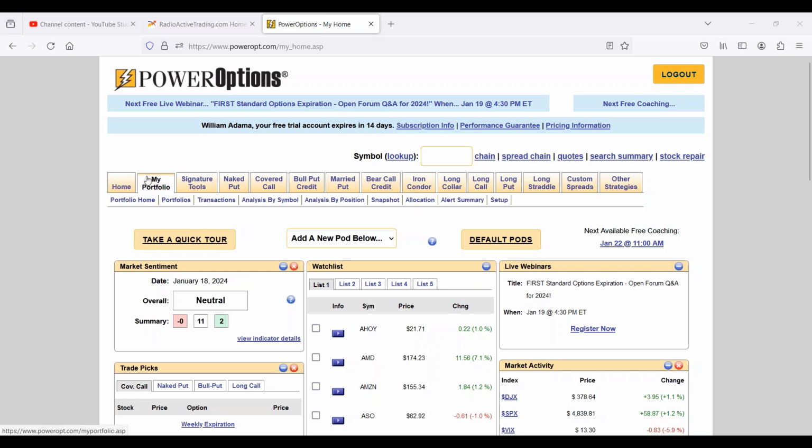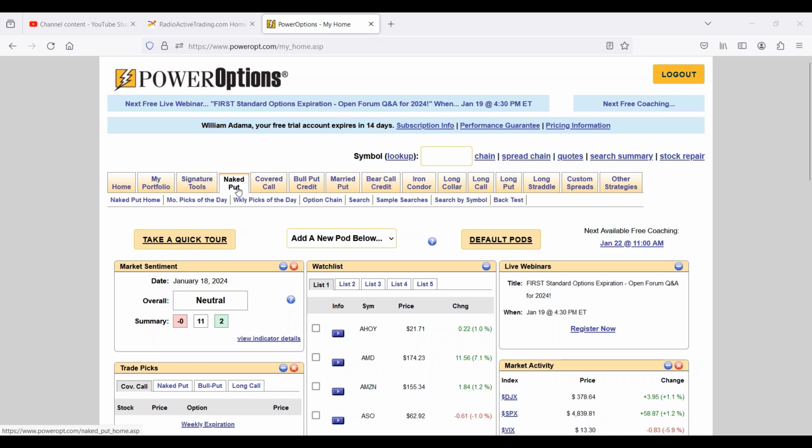PowerOptions is designed with a tab navigation system. You start off with locked tabs for the main home tab to access things such as our free webinars, free coaching sessions scheduled there, Learning Center, blog, and other things. My Portfolio, where we track our positions, can see closed positions, analysis by symbol and position when we're rolling and adjusting positions, and more. And signature tools, such things as the volatility skew, market sentiment, spread chain, long option finder, stock repair tool, stock insurance tool, and the strike of pain tool as well.